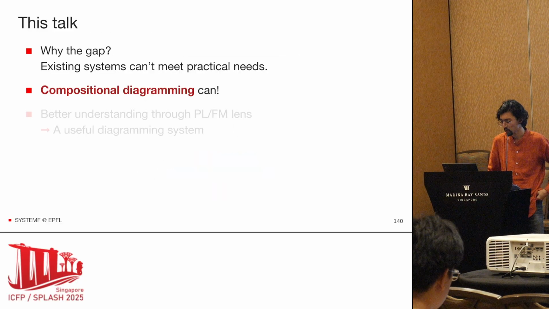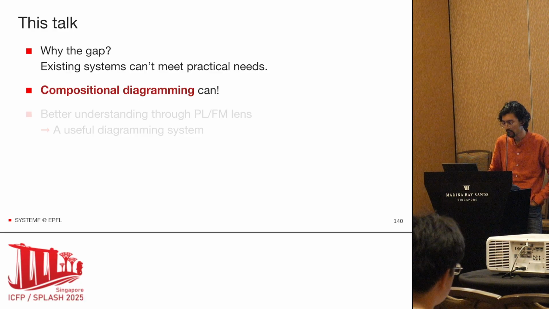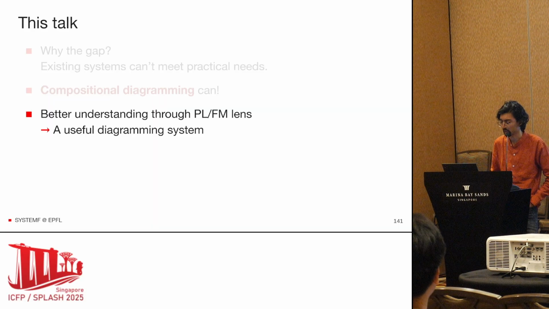All right, so I talked about compositional diagramming, including some previous work and ongoing work. Now I want to talk about the future, mostly. I want to conclude by outlining a few directions of research that I think will help me build a useful diagramming system, and I'd be happy to hear your ideas about them at the end or chat afterwards.